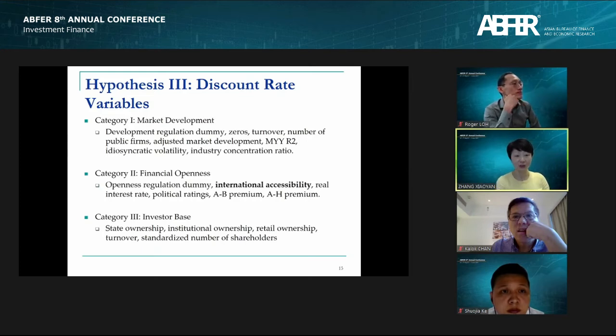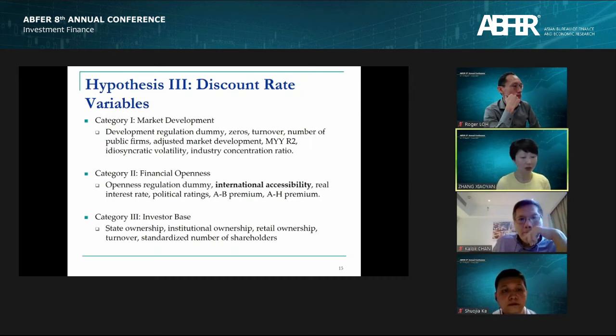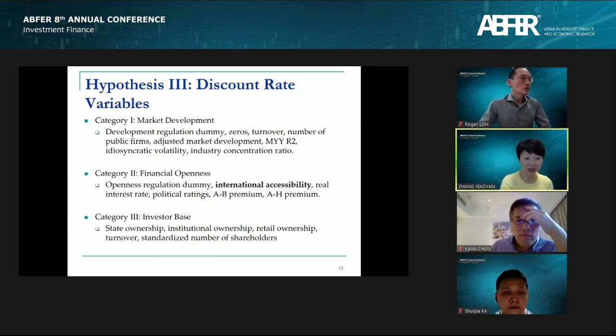We look at the market development, and those variables, I'm not going to read them. They're all very common faces. You know them all. And then we have financial openness. This is where the Chinese regulators try very hard to open the market step by step. Okay, so we have an openness regulation dummy, we have international accessibility, and so on and so forth. I'll tell you about international accessibility in a minute. And category 3 is investor base, whether it's state, institution, retail, so on and so forth.